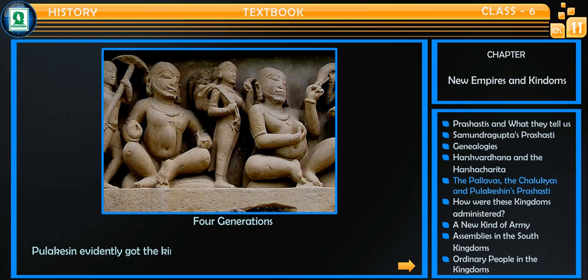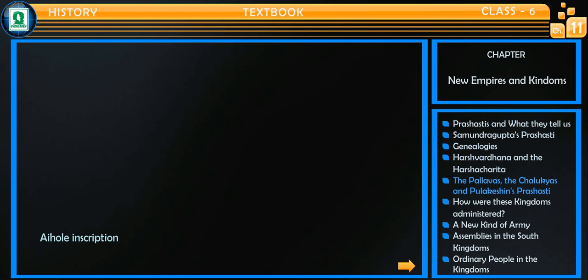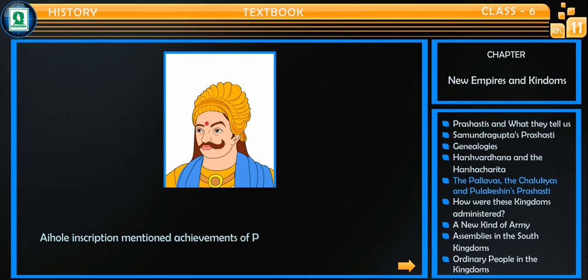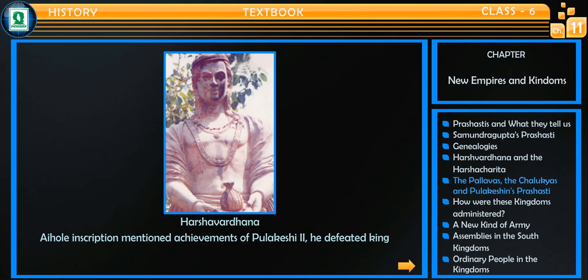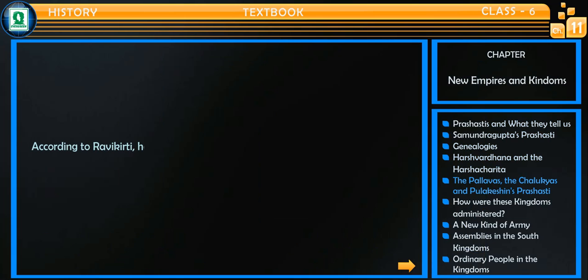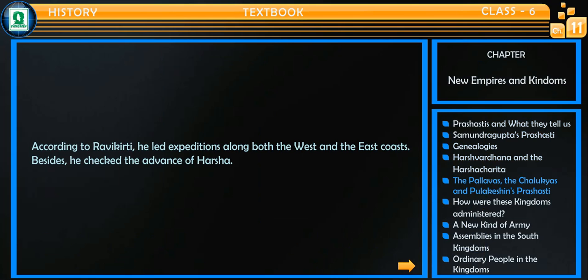Pulakeshin evidently got the kingdom from his uncle. The Aihole inscription mentioned achievements of Pulakeshin II. He defeated King Harshavardhana. According to Ravikirti, he led expeditions along both the west and the east coasts. Besides, he checked the advance of Harsha.